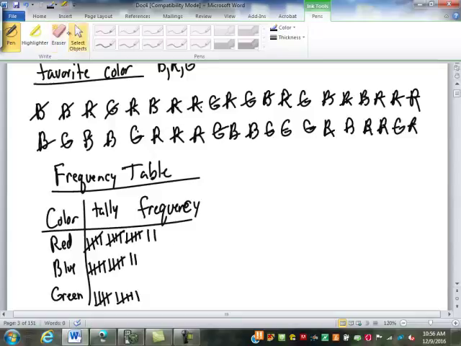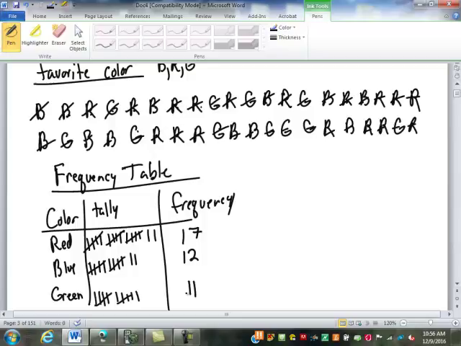So now I can make my frequency. Now if I were actually making this frequency table, I would do the tally column and then I'd redo the frequency table without that in it because that really isn't part of the table. That's just helping me get the counts. So this is 17 red, 12 blue, and 11 green. You could have gathered that red was most common, but I would have never guessed that blue and green were that close. I would have just looked at it and thought blue was way more than green.